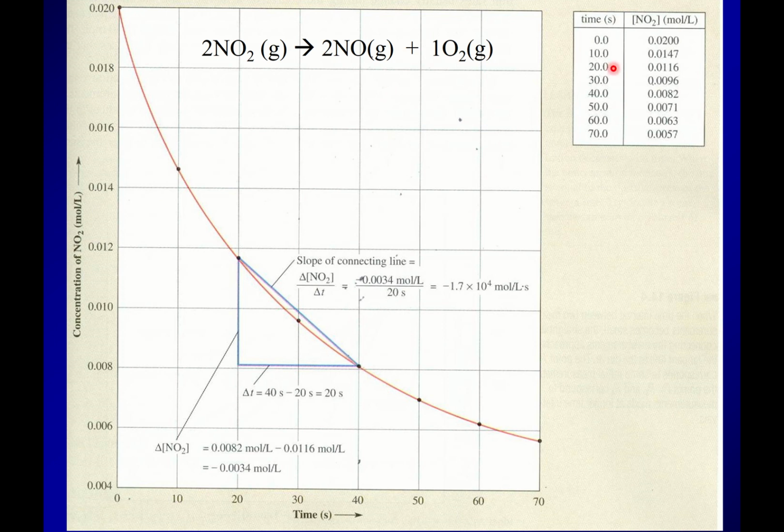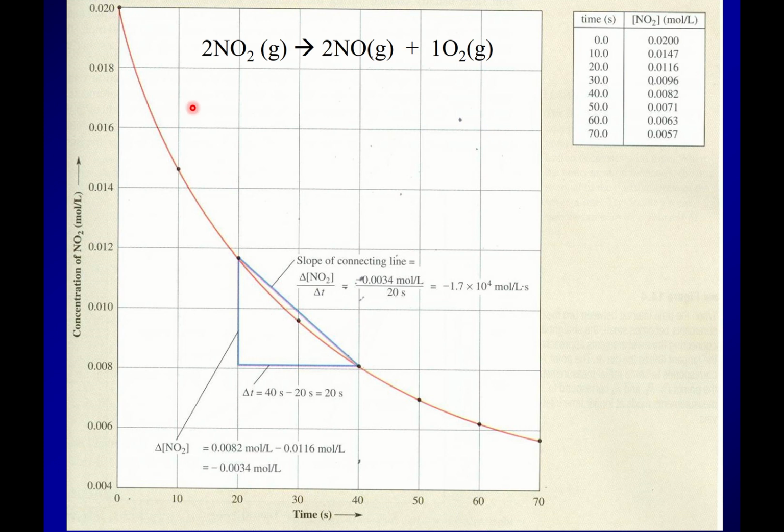If we plotted our first point, 0.0200 at time 0, it'd be right there. Our second point at 10 seconds, 0.0147, third point, fourth, fifth, and so on and so forth. So notice the rate of reaction is decreasing as the reaction proceeds, and conceptually that makes sense because you have less reactant as time goes by. Less reactant means that you're producing less product.